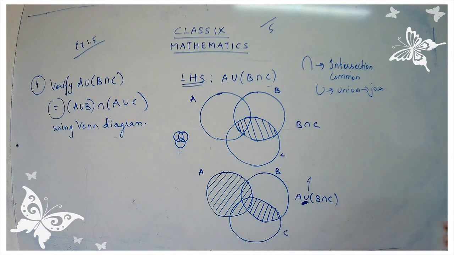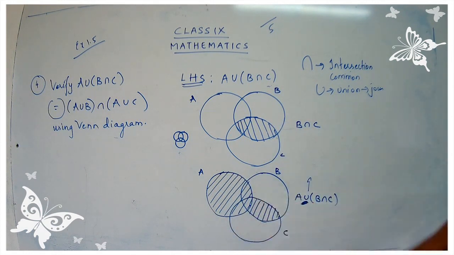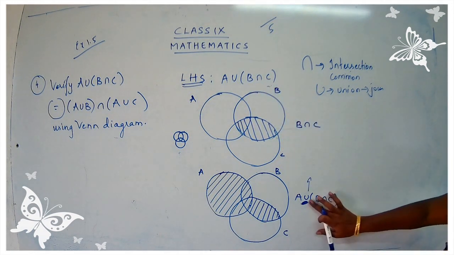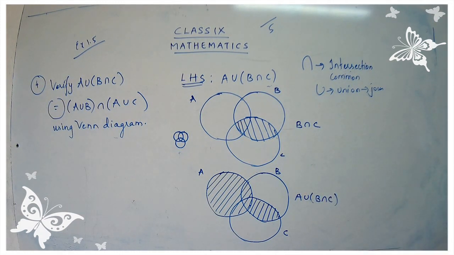So this is the figure. See, the B intersection C part is shaded and A is shaded. So this is the LHS part, A union B intersection C. Okay. So we are ready with the LHS. So we have completed the LHS.